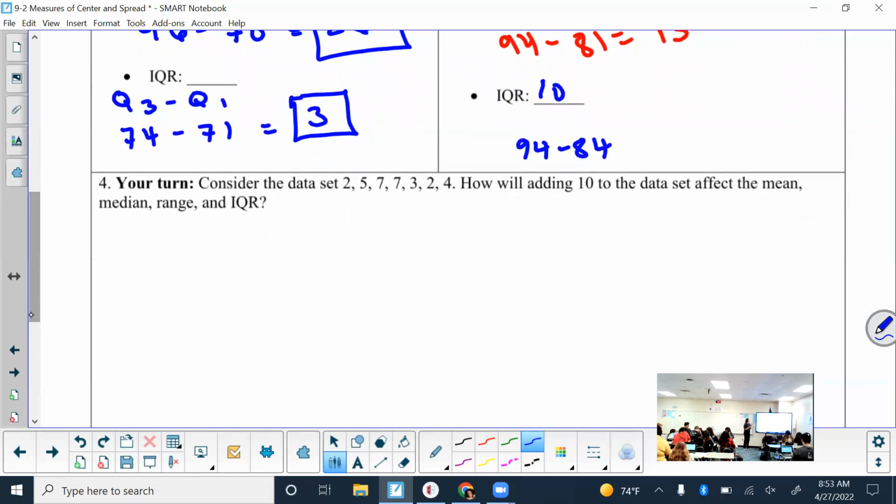So try number 4, since it's a little longer, I'll give you about 4 minutes. If you finish early, make sure your 9-1 practice is done, because that's the one I'm checking today. And if that's already done, because you're supposed to have it already done, start your 9-2 practice.